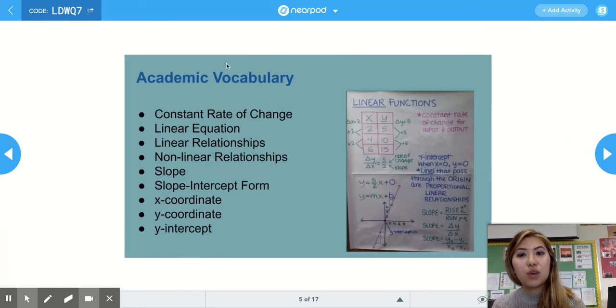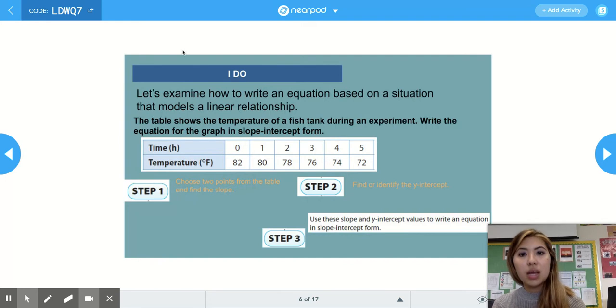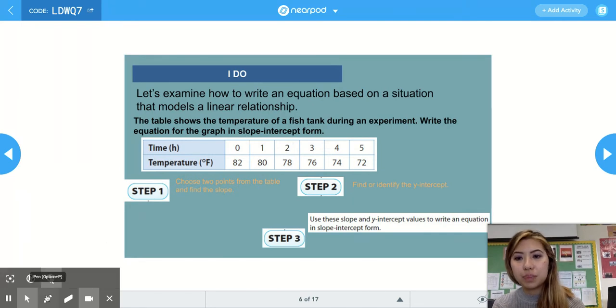Then we have our vocabulary words: constant rate of change, linear equation, linear relationships, nonlinear relationships, slope, slope-intercept form, x-coordinate, y-coordinate, and y-intercepts. These are the same vocab words that we've been going over as we've been covering this TEK. This first IDU problem reads, let's examine how to write an equation based on a situation that models a linear relationship. The table shows the temperature of a fish tank during an experiment. Write the equation for the graph in slope-intercept form.